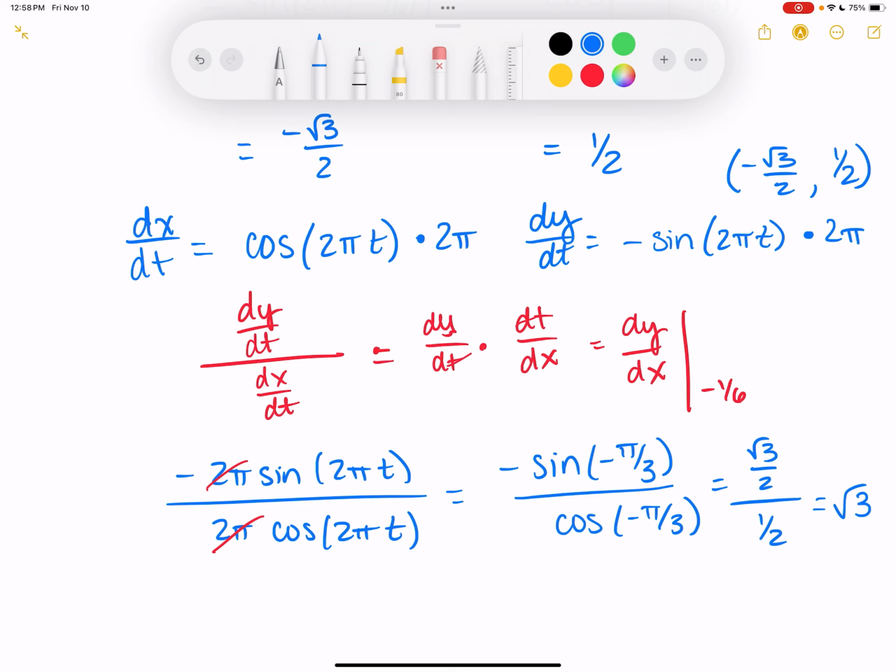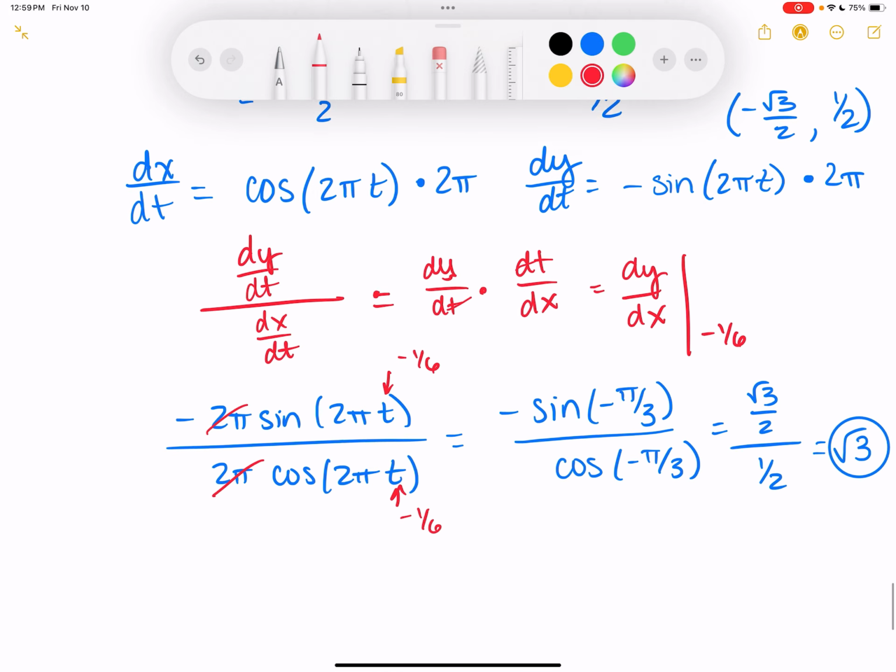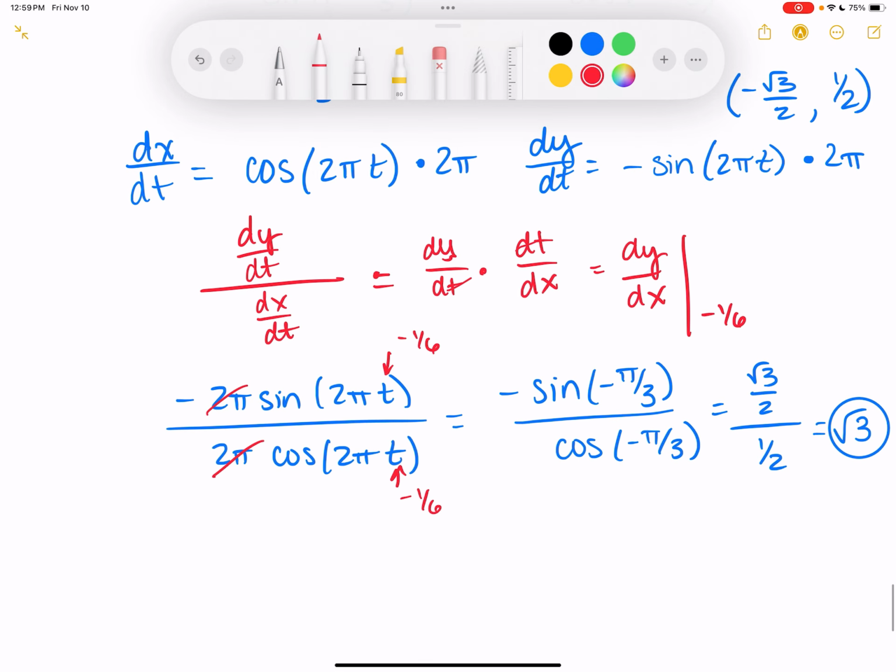What are you substituting the negative 1/6 for? t. It just worked out that in this case, it ended up giving us the same thing that we had already solved for up here, but that's not going to happen every time. So now, the square root of 3 is our slope.